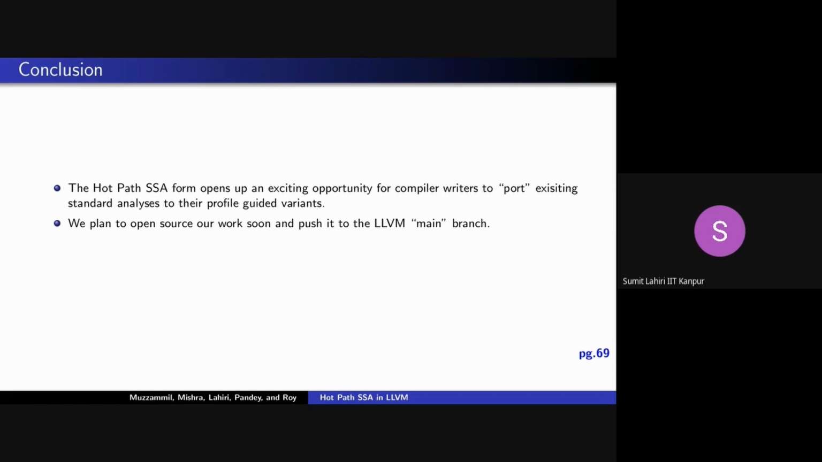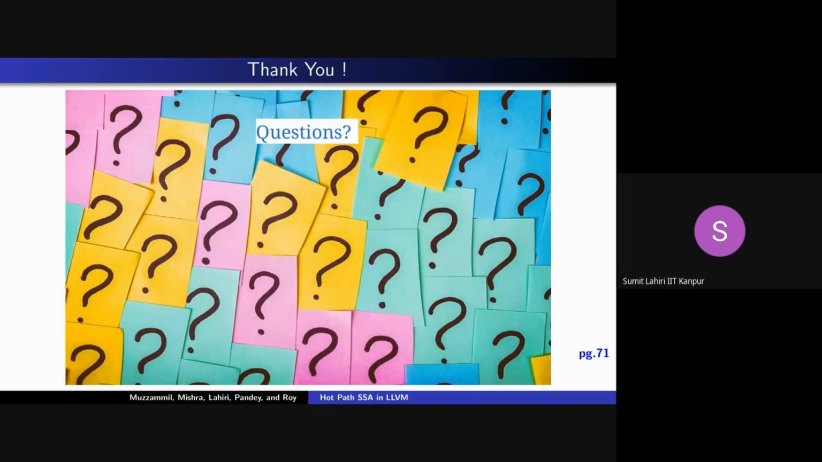The first thing that we are trying to do is to pass the profiler. Since we have an implementation of the Ball-Larus profiler, first we want to put it into LLVM, and once that is approved, we'll probably add the HPSSA form as well as a pass in opt. So this is the GitHub repo. Thank you. Thanks a lot for listening. I'm open to questions.